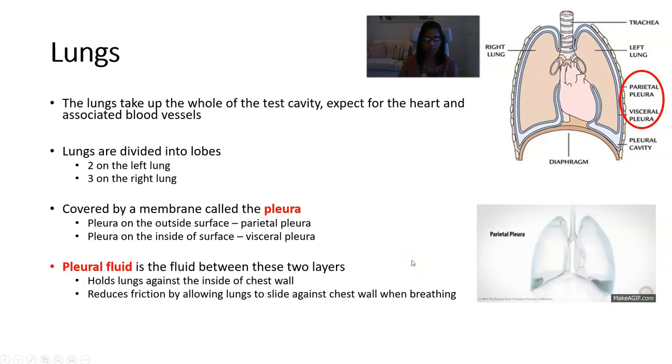Now, this fluid does an important role. It allows the lungs to remain stuck, as it were, but they're not really stuck. It allows them to adhere to the inside lining of the chest wall, and crucially it reduces friction. The lungs are constantly contracting and expanding, and you don't want any friction build up when you're breathing, because that would start to cause pain. So this fluid helps to significantly reduce that friction.